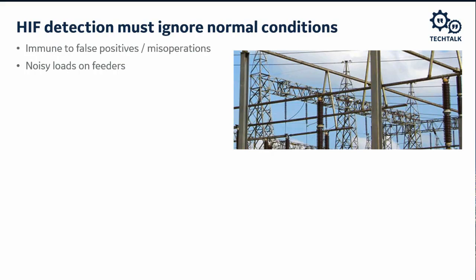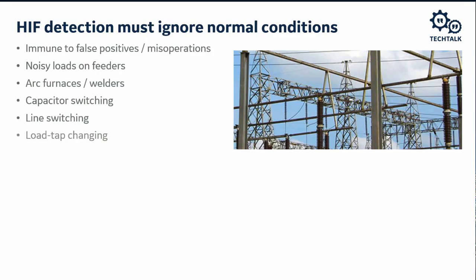Examples of loads that generate power system noise are arc furnaces, welders, capacitor and line switching, load tap changing, DC rectification, motor commutation, and starting. The ideal HIF detection technique can evaluate and subtract these loads from the arcing algorithm.